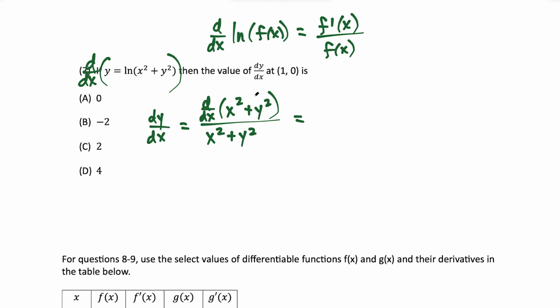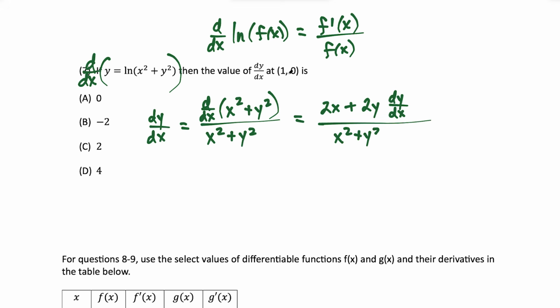So now this will simplify nicely. We're going to have on top the derivative of x squared is 2x. But now for the derivative of y squared, that part we just have to be a little bit careful. We're going to have the derivative of y squared is 2y times dy/dx. So we're using the chain rule at this step here. And now we're over x squared plus y squared.